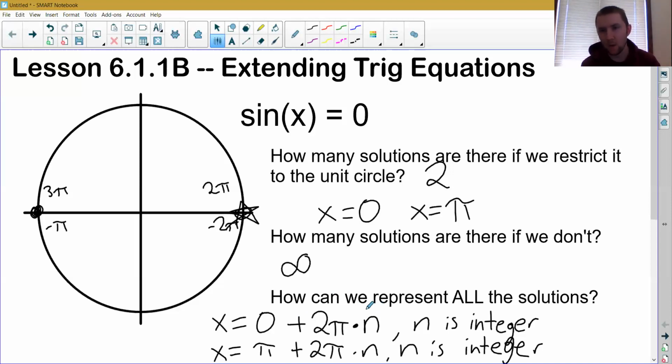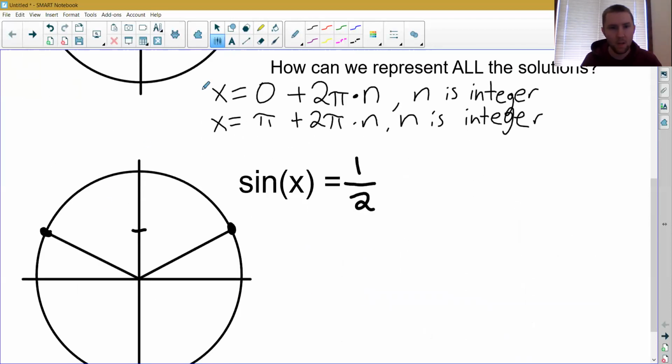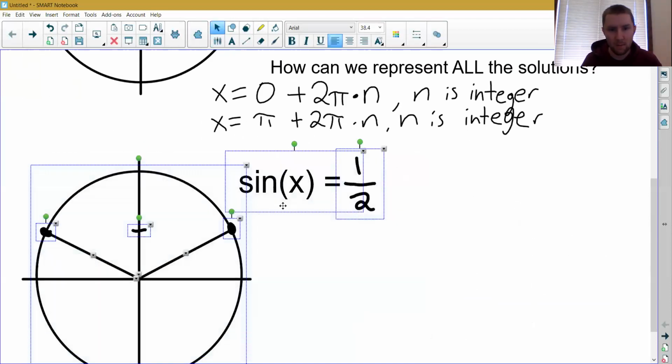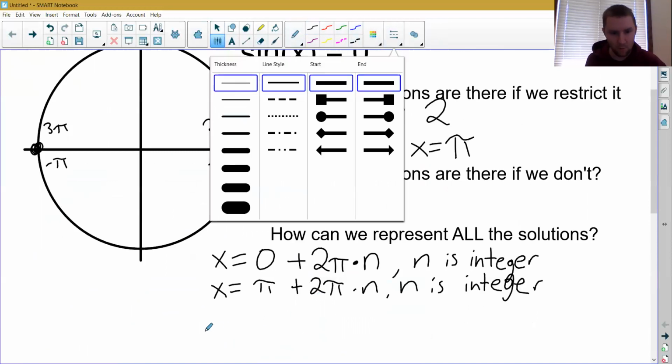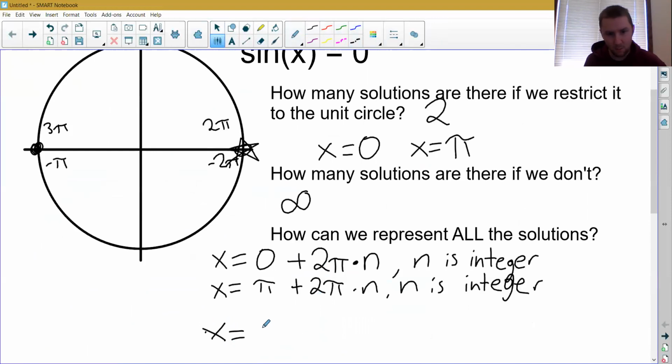Now, I will allow you to simplify this down, and instead of writing it out 2 times totally separately, I'm okay if you write them all in the same line. What I mean by that is we can simply write x equals 0, comma pi, plus 2 pi n, comma, n is an integer. That's an okay notation for me.